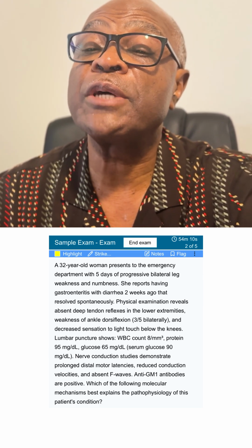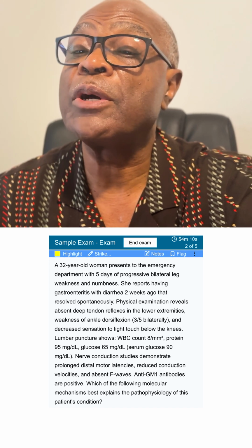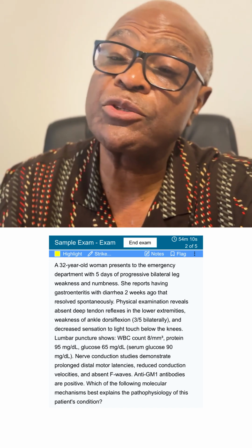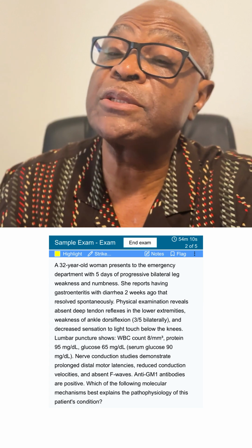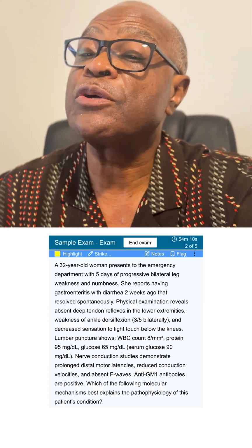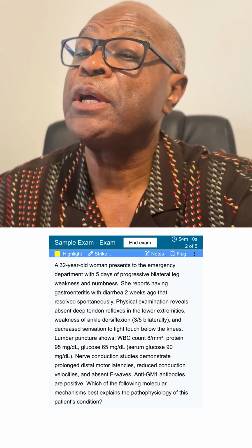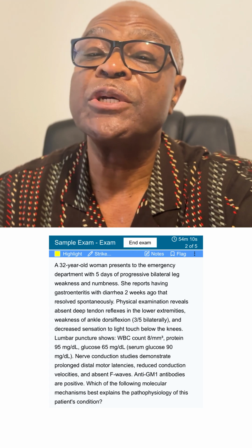Physical examination reveals absent deep tendon reflexes in the lower extremities. That's what we expect. Remember, symmetrical ascending paralysis is the clue I gave you. Weakness of ankle dorsiflexion, 3/5 bilaterally, and decreased sensation to light touch below the knees.